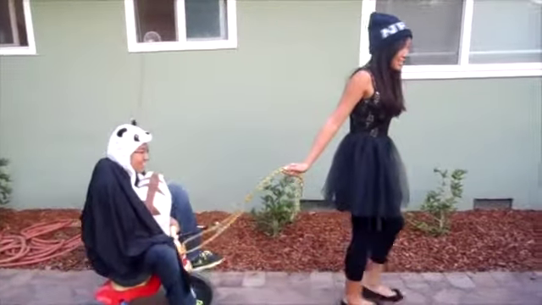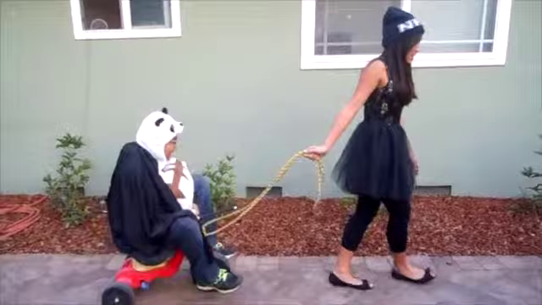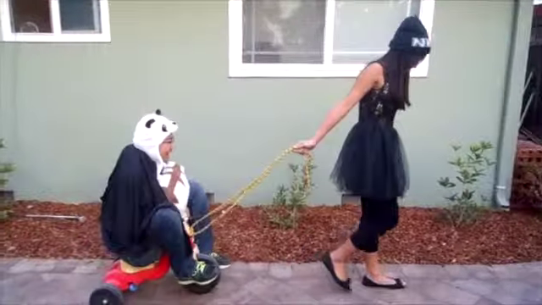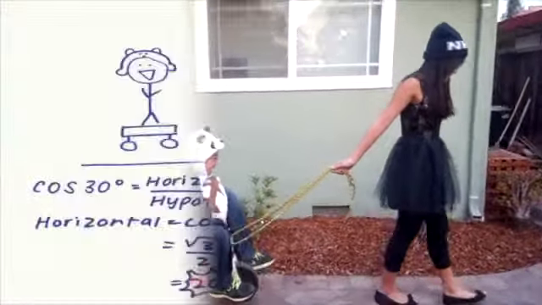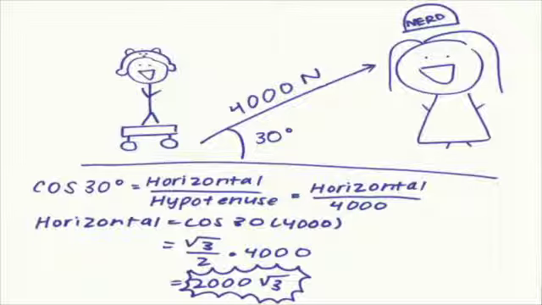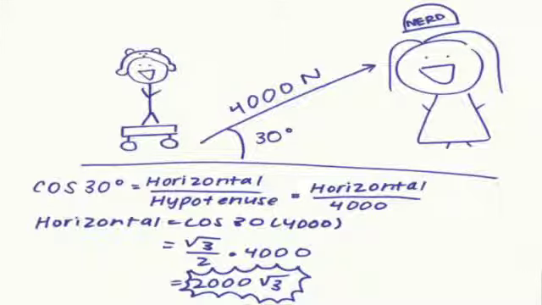So how do we find the horizontal component? We use the cosine ratio. The cosine of 30 degrees is the horizontal component over that hypotenuse. We can rearrange the equation to find the horizontal component. It is cosine 30 degrees times the hypotenuse, or 2,000 square root of 3.